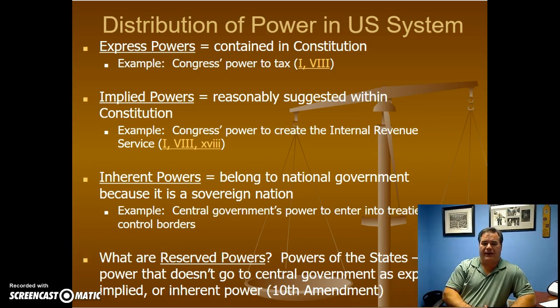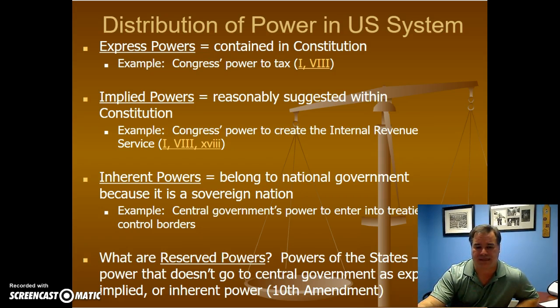So how do we distribute power in the U.S.? Well, you have your express powers that are contained in the Constitution, written directly into it. So Congress's power to tax, Article 1, Section 8, Clause 1. You have implied powers that are reasonably suggested within the Constitution. So Congress's power to create an Internal Revenue Service is founded in the federal government's power to tax, plus the necessary and proper clause of Article 1, Section 8, Clause 18.